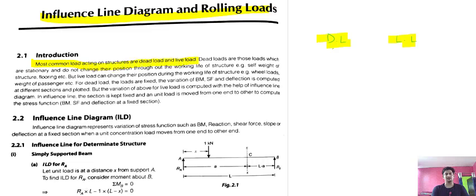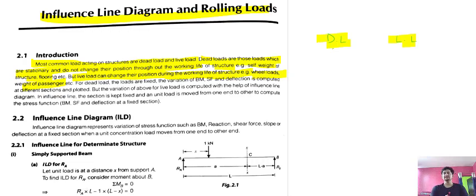So these are the most common loads acting on the structure: dead load and live load. Dead loads are stationary and do not change their position throughout the working life of the structure, for example self weight and flooring. But live load changes its position during the working life of the structure, for example wheel loads and weight of the passengers.